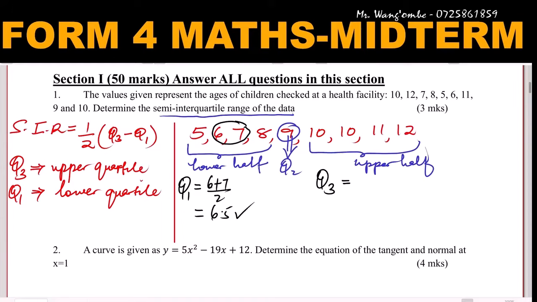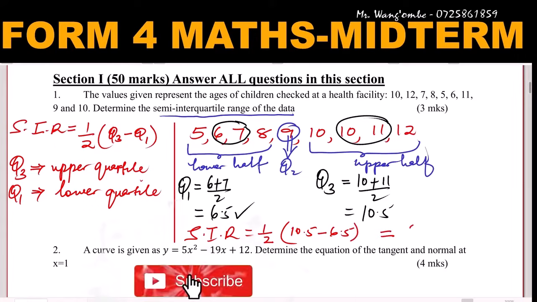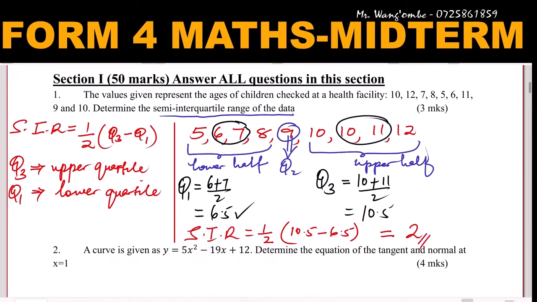The upper half is 10, 10, 11, and 12. For the median, you get the average of 10 plus 11, then divide by 2. This will give 21 divided by 2, and this will give 10.5. After having that, you can proceed and get the semi-interquartile range by simply getting a half of Q3, which is 10.5, minus Q1, 6.5. The difference is 4, and half of it gives 2. That is how you're supposed to work it.